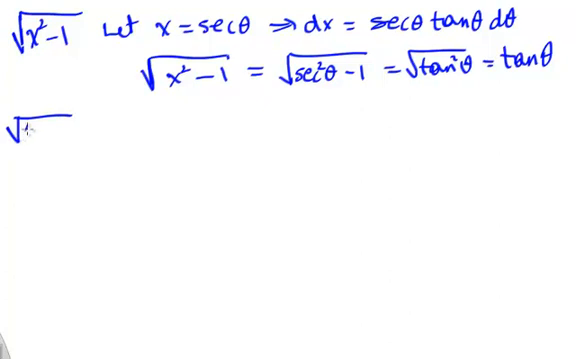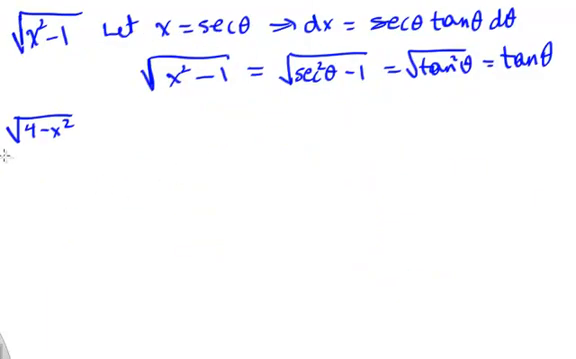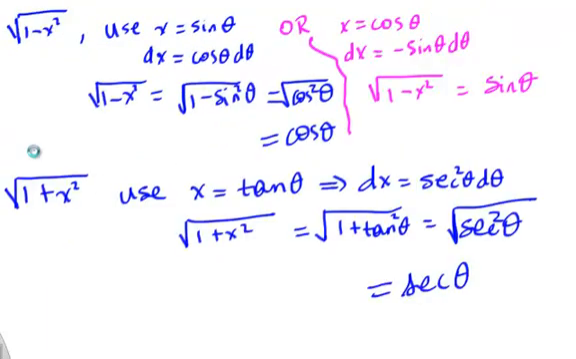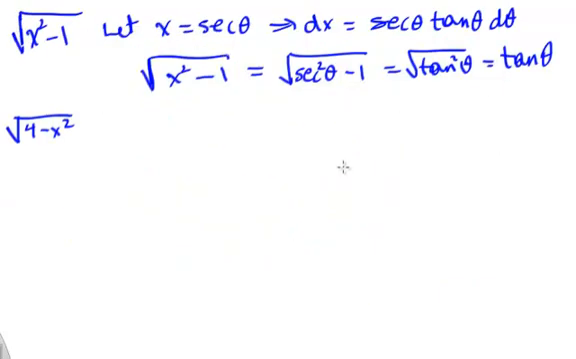Let's say I have 4 minus x squared. What would I do instead of 1 minus x squared? Well, if we go back to our trig expressions, each one has a 1 minus or 1 plus or sec squared minus 1. None of them have 4. But this looks like 4 minus x squared, or somewhat like one of these. So we can see that the sine theta, or the cosine theta, is the right function to use. The only thing is, how do we deal with the 4?